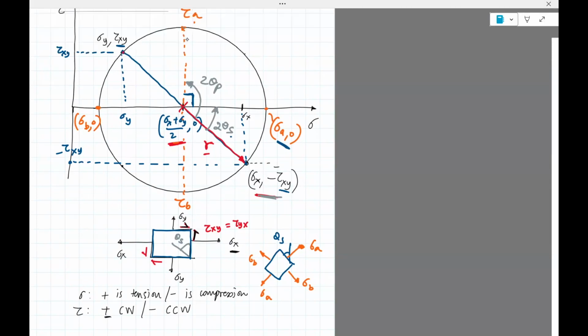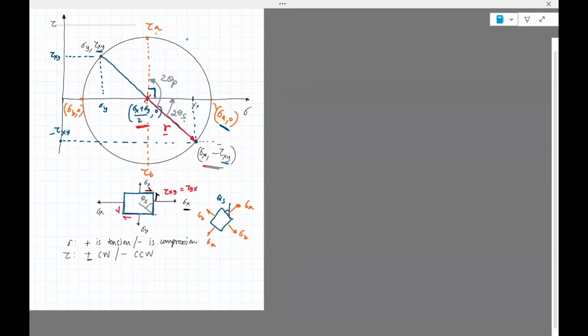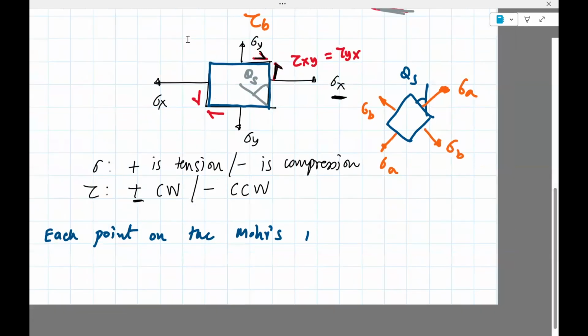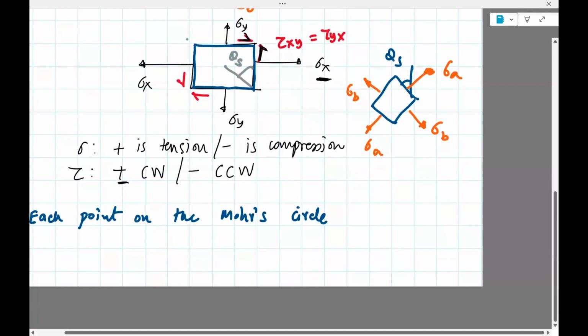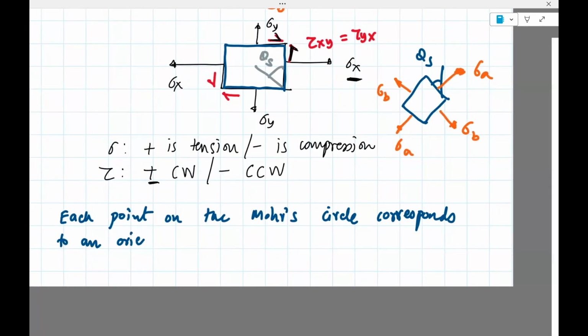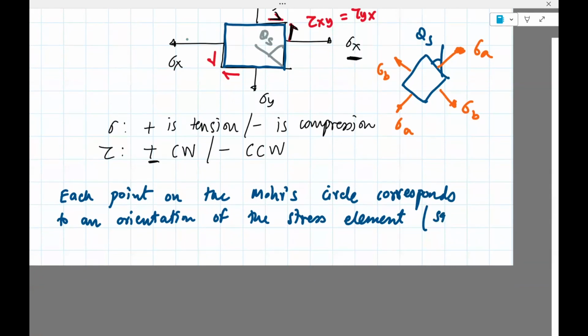So the key takeaway here is that each point on the Mohr's circle corresponds to an orientation of the stress element, the stress element being this square, which we've shown so many times here.